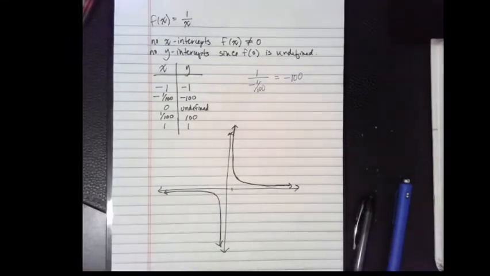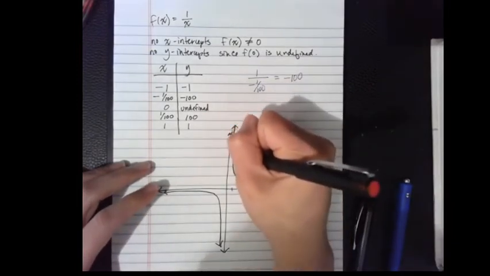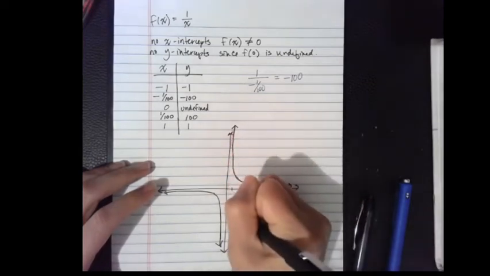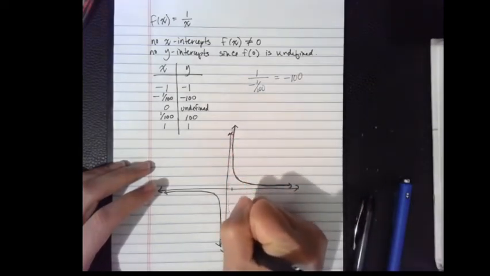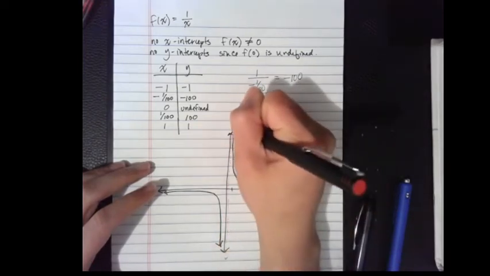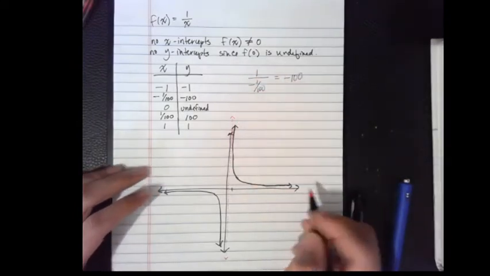Let me highlight some things. Here, for this function, I'm never going to actually cross the y-axis. So I'm going to put a dotted line right next to the y-axis. I'm never actually going to cross over the y-axis. I'm just going to keep getting taller this way and smaller going this way.